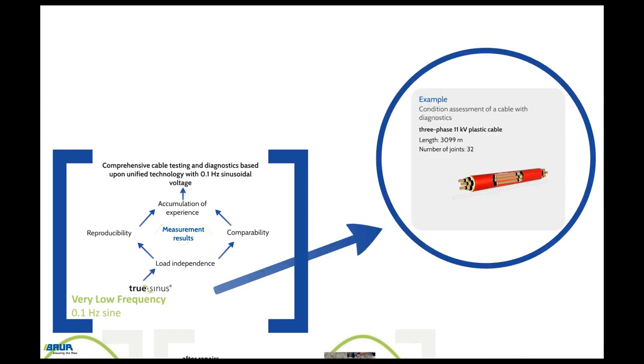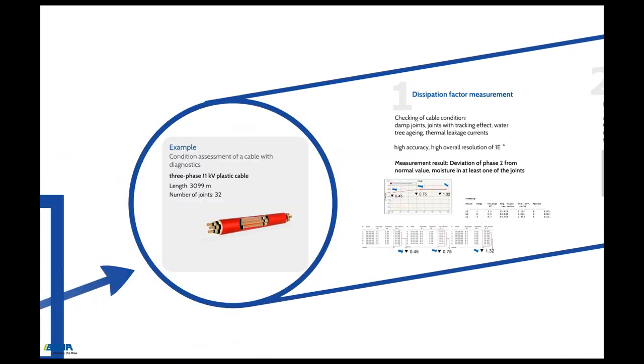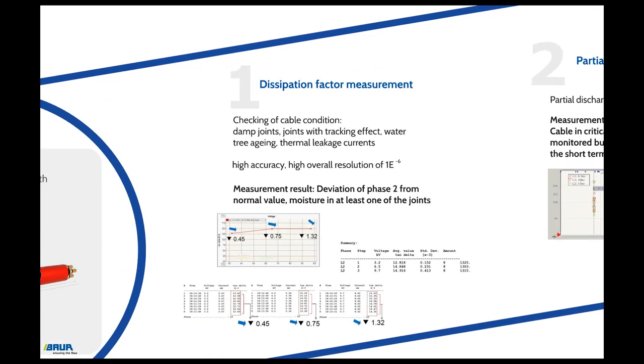Let us take a look at the benefits and significance of the measurement methods based upon 0.1 Hz sine using an example. The condition of a three-phase 11 kV plastic cable is to be assessed with the aid of cable diagnostics. The cable is about 3 kilometers long and has 32 joints within this route. The dissipation factor measurement, performed at the beginning, supplies information on the general condition of the cable.